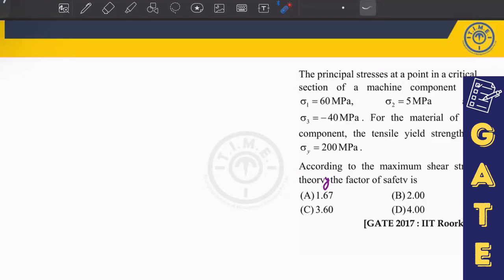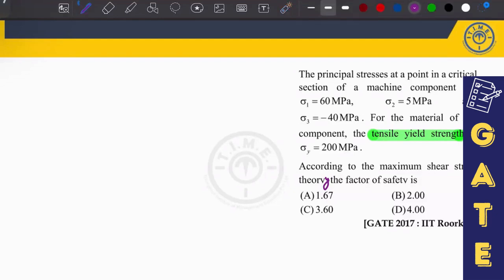One more important thing: if you read this question carefully, this is a GATE 2017 question, and they have clearly mentioned tensile yield strength. If they have mentioned yield strength, again I'm repeating, consider it as tensile. If they are specifically mentioning the tensile, that is better. But if they have mentioned shear strength, then you have to consider the shear one. Yes, 2 is the correct answer.